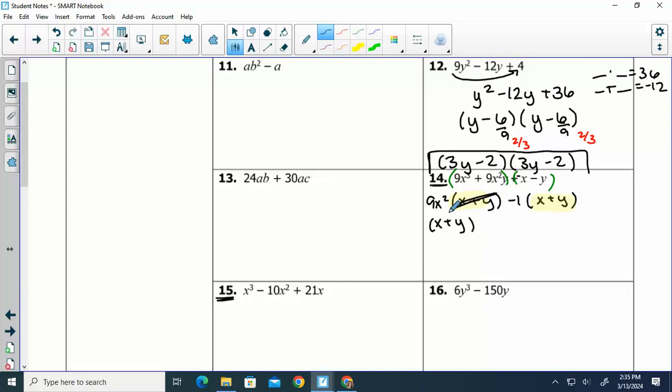So if I took this out, the first one has a 9x squared. Took it out here, we have a minus 1. Am I done? No, why? Yeah, this one is still a difference of squares, so that can go one step further because it's 2 perfect squares. So the square root of 9x squared is 3x. We have a plus 1 and a minus 1.